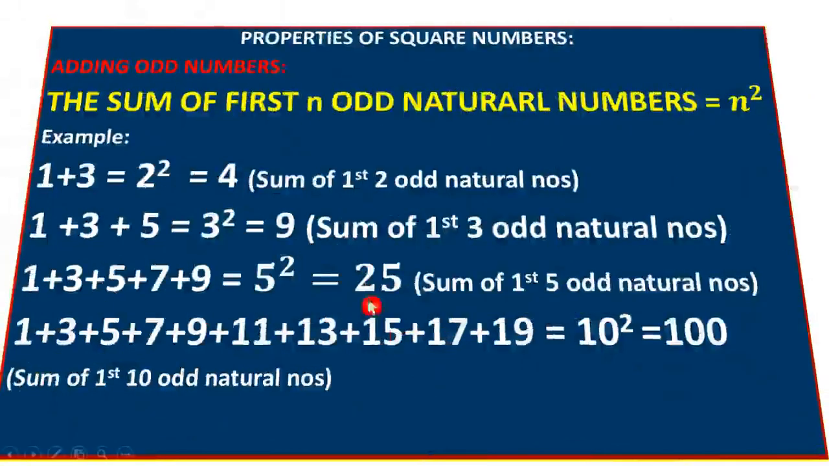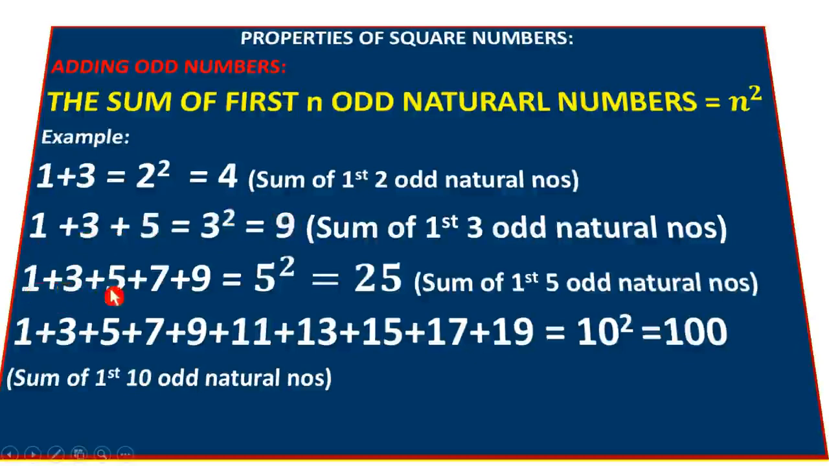Next, let us come to adding odd natural numbers. First, the sum of the first n odd natural numbers equals n square. For example, I have taken 1 and 3, the first two odd numbers. So n is 2, and n square means 2 square equal to 4. Here, how many odd numbers are there? 1, 2, 3. So 3 square equal to 9.